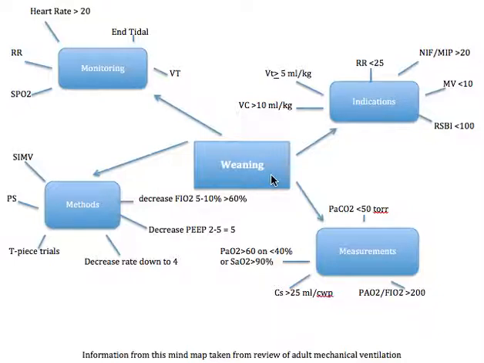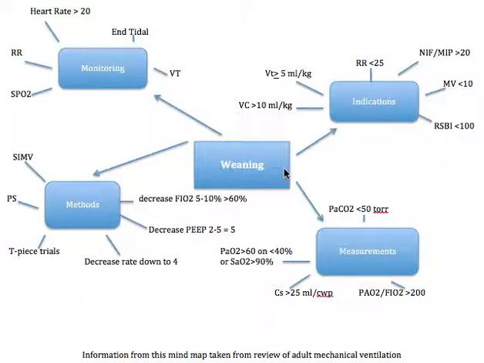So some indications for weaning. Let's go up here to indications. So these are all your bedside measurements, right? So your vital capacity is greater than 10 milliliters per kilogram. Your tidal volume is greater than 5 milliliters per kilogram. Your respiratory rate's less than 25. Your maximal inspiratory pressure is greater than 20. Your minute volume, or your minute ventilation, is less than 10. Your RSBI is less than 100.